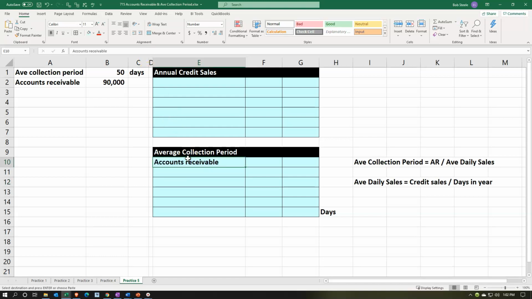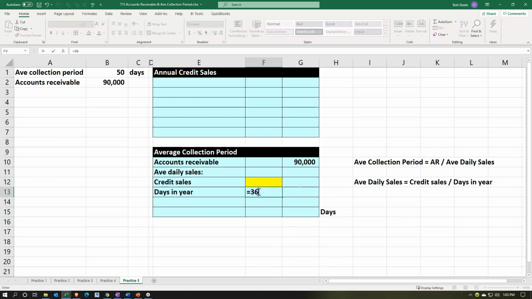We're going to say, all right, we've got the accounts receivable. I'll put that in the outer column. That's going to be the 90,000. And then we have the average daily sales, which is going to be our next item. We're going to put a colon there. We're going to have the credit sales, and then we have the days in year. Now the credit sales, that's going to be our unknown. That's what we don't know. And the days in the year, I'm going to say that's going to be 360. Well, it's 360, but let's say it's 12 times 30, which is 360.